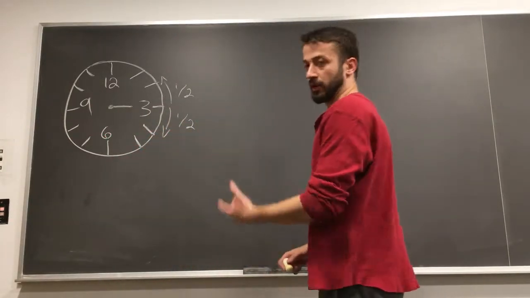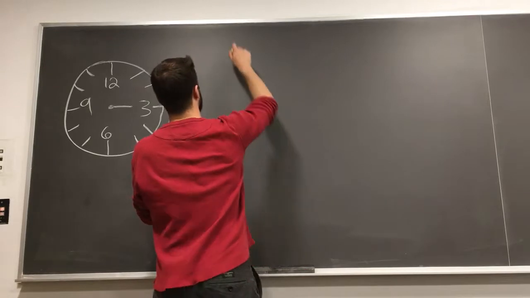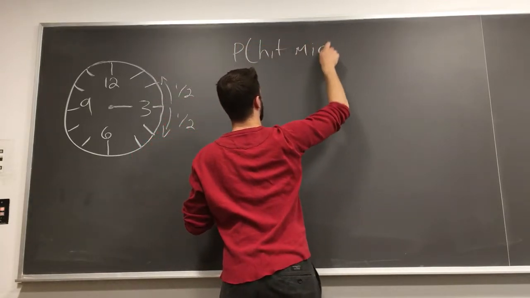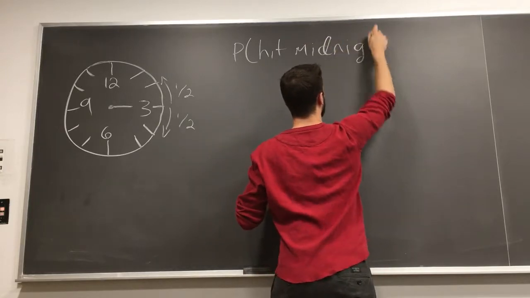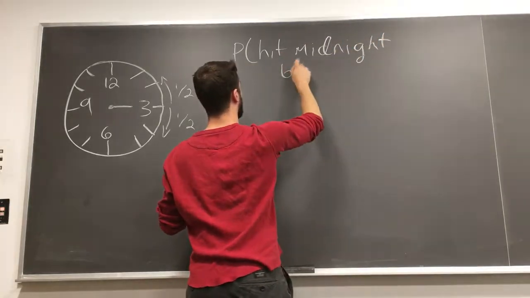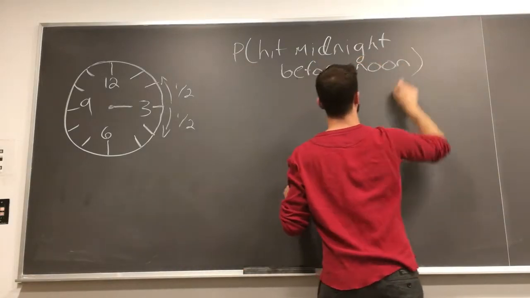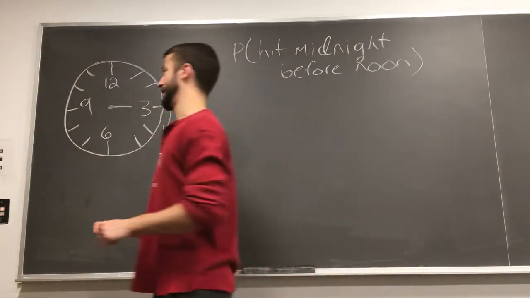Okay, so that's our setup of our clock, and the question we want to ask is, what's the probability that we hit midnight before we hit noon? Okay, and to fully clarify what we're asking here, we have to clarify one other thing.